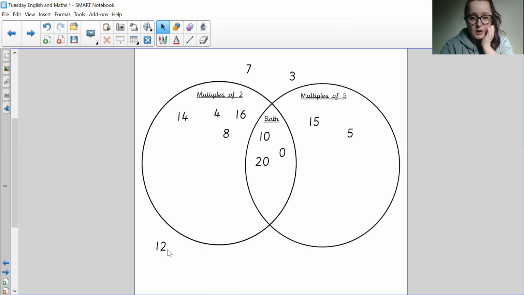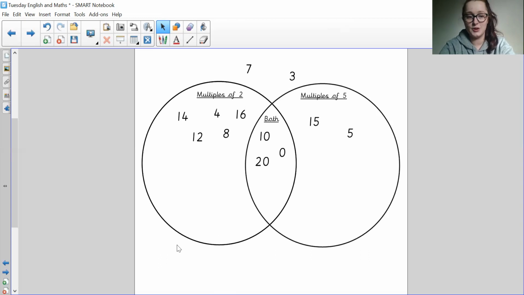And my last one is 12. So I know it's not a multiple of 5 because it doesn't end in a 0 or a 5. What about 2? 2, 4, 6, 8, 10, 12. It's a multiple of 2. So we're going to pop that in there.